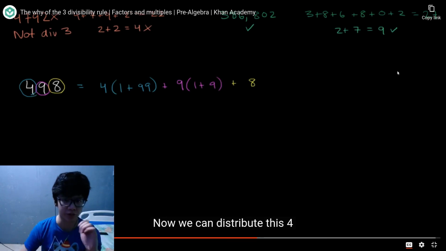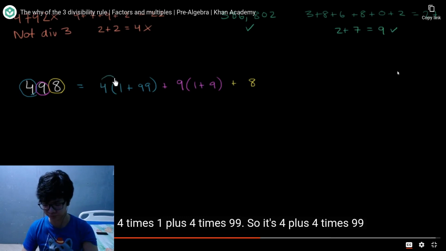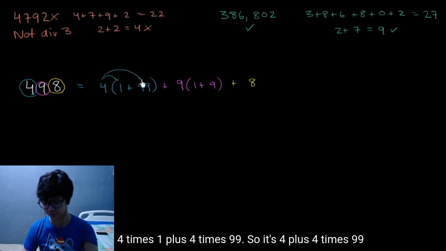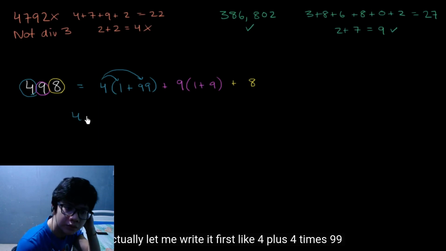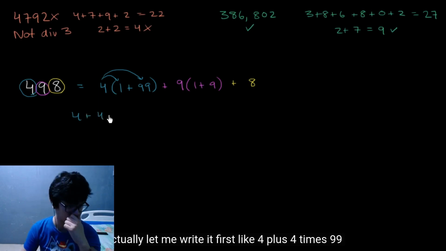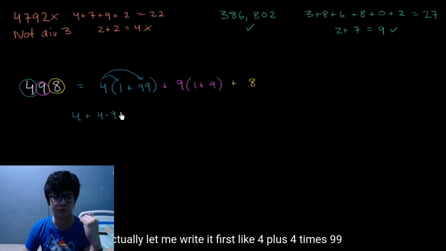Oh, 9 times 1. Now, we can distribute this 4. This is 4 times 1 plus 4 times 99. So it's 4 plus 4 times 99. Actually, let me write it like this. I'm going to write it first like 4 plus 4 times 99.